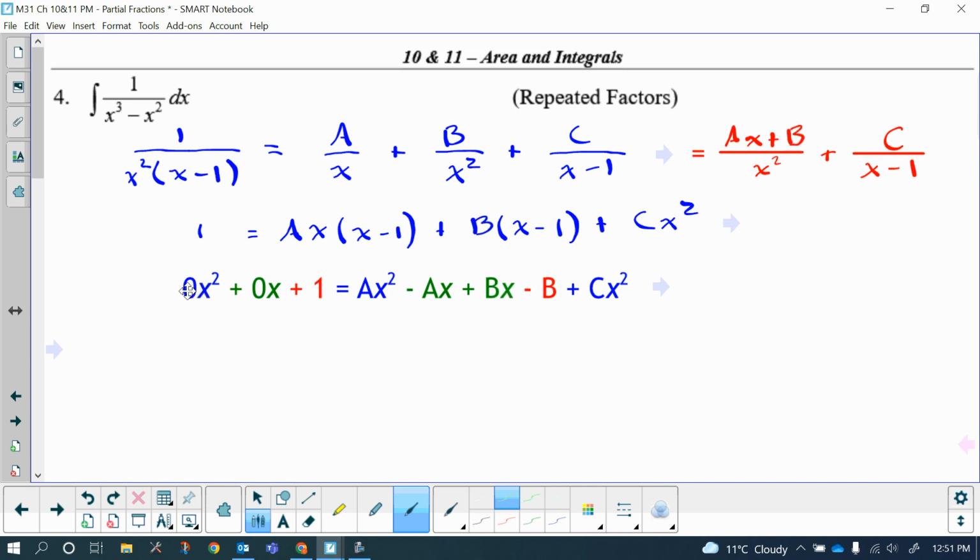Now notice on the left side, I put in some placeholder terms. On the right side, I have some x squared terms. On the left, I didn't. So I'm going to assume that I have a 0 x squared on the left. And similarly with the linear term, on the left, there wasn't anything. On the right, I had a minus ax plus a bx.